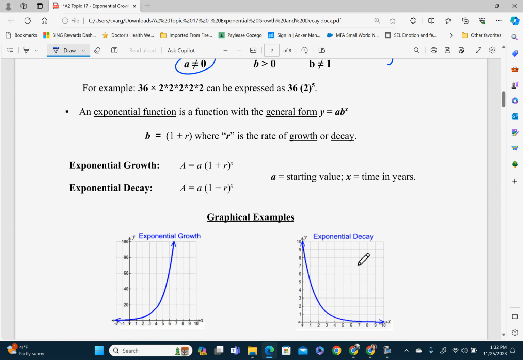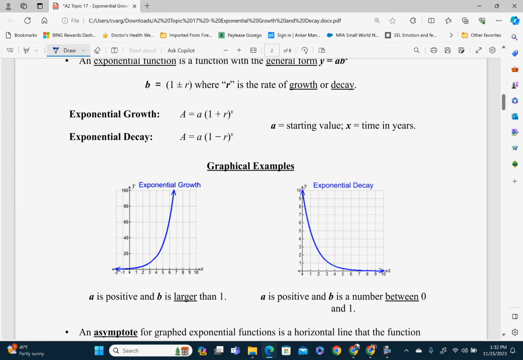We're going to do a couple of problems, but before that, for b, you might have seen this formula, 1 plus or minus r, where r is the rate of growth or decay. I think this will make a lot more sense when we're doing actual problems. For exponential growth, the a is the number that you're starting with. If it's growth, it's going to be 1 plus the rate, and x is time in years. Exponential decay is not 1 plus, it's 1 minus the rate. The small a is still the starting amount.